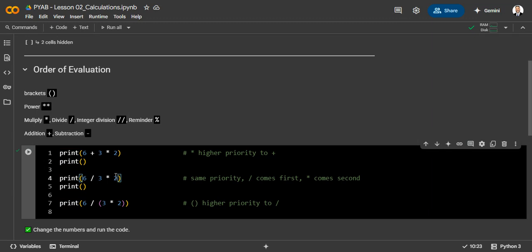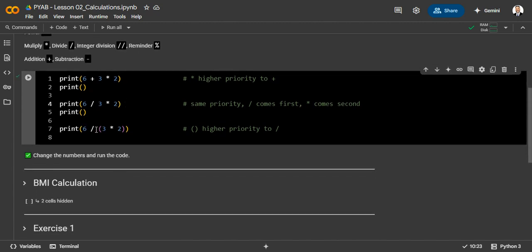Okay, so let's take a look here. Divide as well as times have the same priority. Since divide comes first from the left, division is done first, 6 divided by 3 is 2. So the answer is 2 here, and 2 times 2 becomes 4. So this answer would be 4.